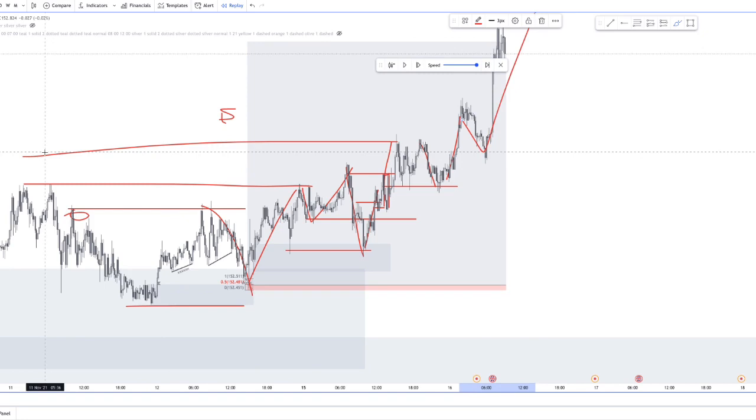So you can use the analysis of supply and demand, weak highs and weak lows, strong highs, strong lows, etc., as confirmation for your overall analysis on higher time frame.